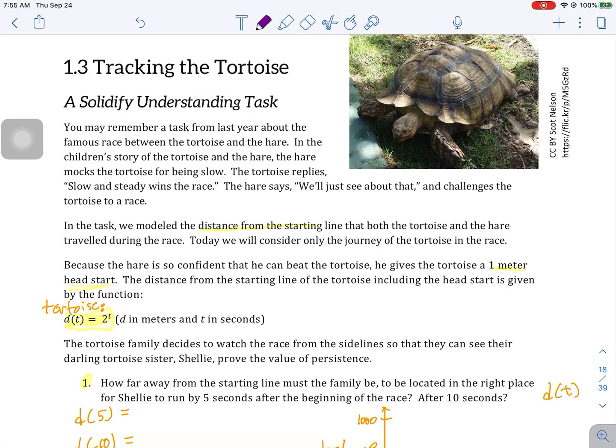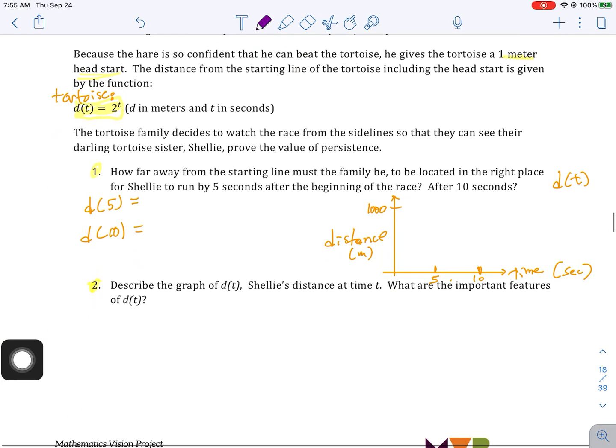Welcome. Let's take a look at 1.3. It's called Tracking the Tortoise. It goes back to this race we had before. We're looking at the distance from the starting line for the tortoise and the hare. And what was given is the distance is 2 to the t, distance in meters, t in seconds.